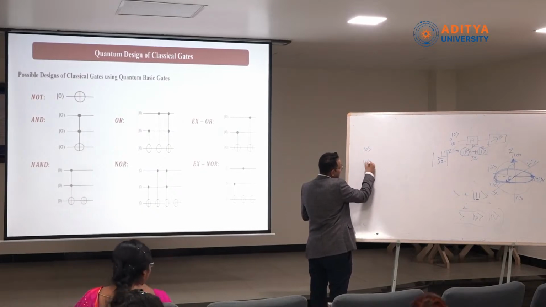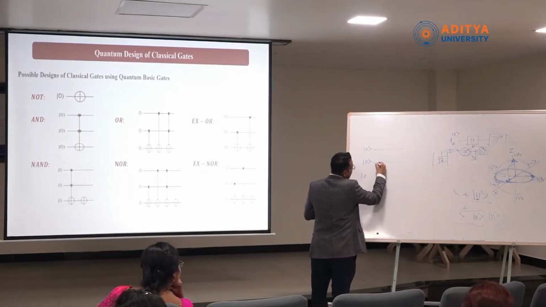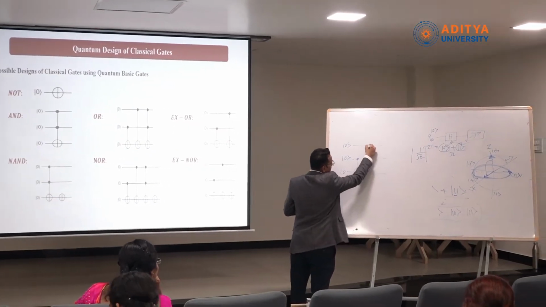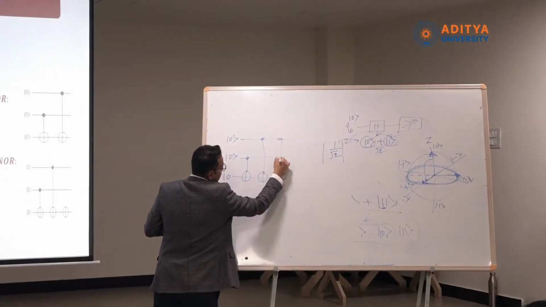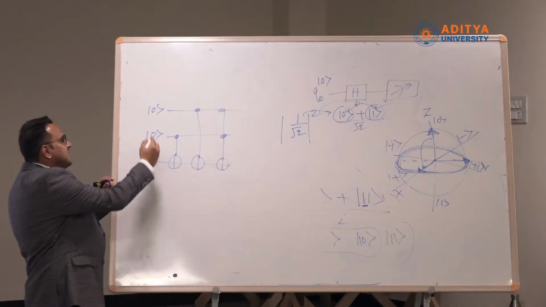So this is what? 0, 0, and this is 0. What was the circuit? This is the circuit. This is the first C0, this is the second C0, and this is the Toffoli gate. That is to be written. Correct?